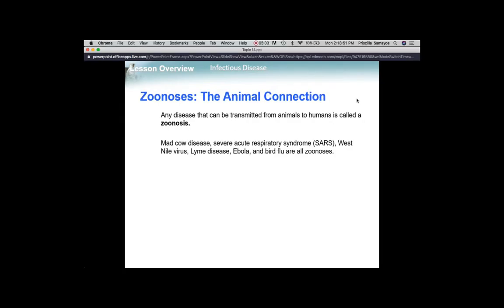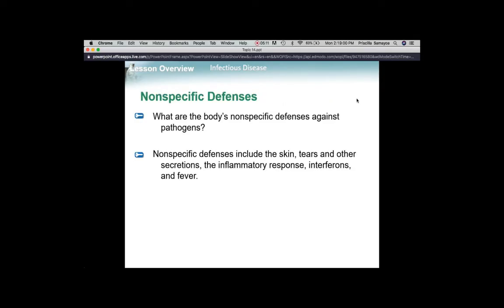Zoonosis. So zoonosis is basically just when we're transmitting a disease from an animal to a human. That includes SARS, Lyme, Ebola, and the bird flu. Moving on from that, just basically know that that's when you get a disease that's transmitted from an animal into a human. Now, your body has a set of defenses.